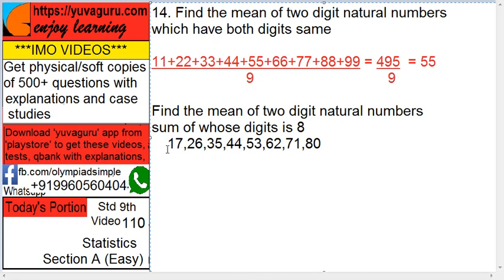So for the remaining, just add them and divide by how many are there? 8 are there. Add and divide by 8. So the answer is 48.5. Similarly, this problem can be changed to anything, like sum of digits is 9. Then what? Try it yourself. Sum of digits is 9 or sum of digits is 7.